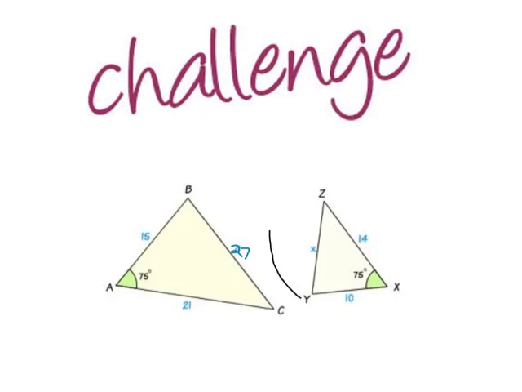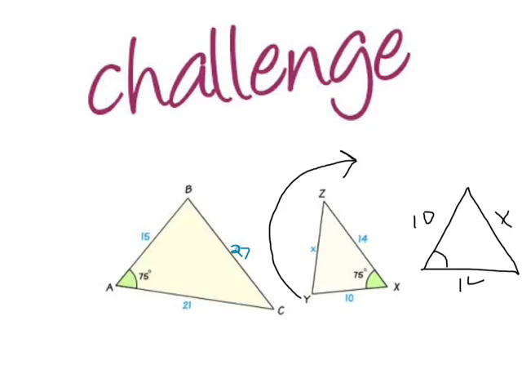All right, that's right. I need to rotate so that I have the 75 and the 75-degree angle in the same position. So once I rotate it, my 75 degrees will be here. My 10 will be here. My X will be here. And my 14 will be on the bottom. So let me relabel these. Y is at the top. Z is over here, and X is right here.